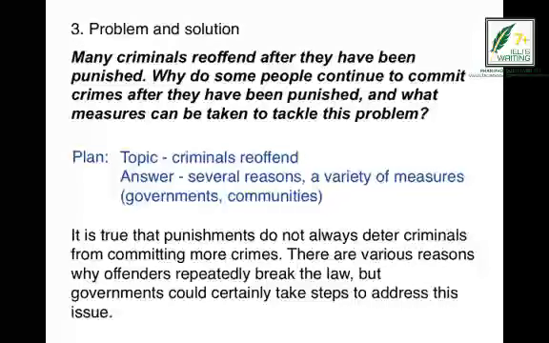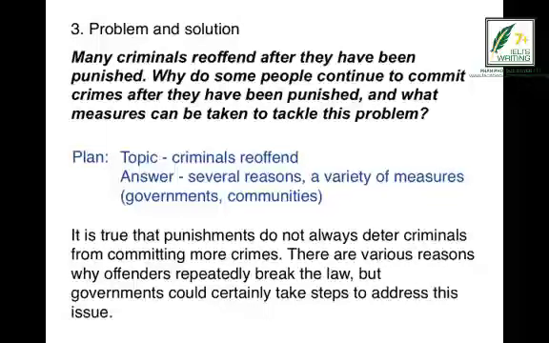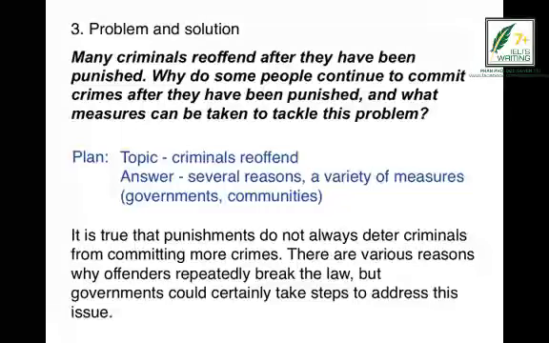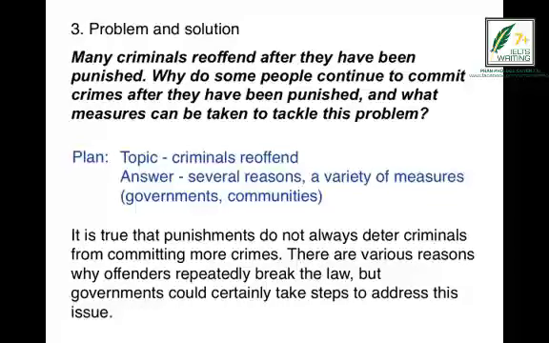In the second sentence, we've got repeatedly break the law. I've used repeatedly instead of continue to, break the law instead of commit crimes. I've also used take steps to address this issue instead of measures to tackle the problem. So good paraphrasing, cover the two things that we need to cover, and that's our introduction done.